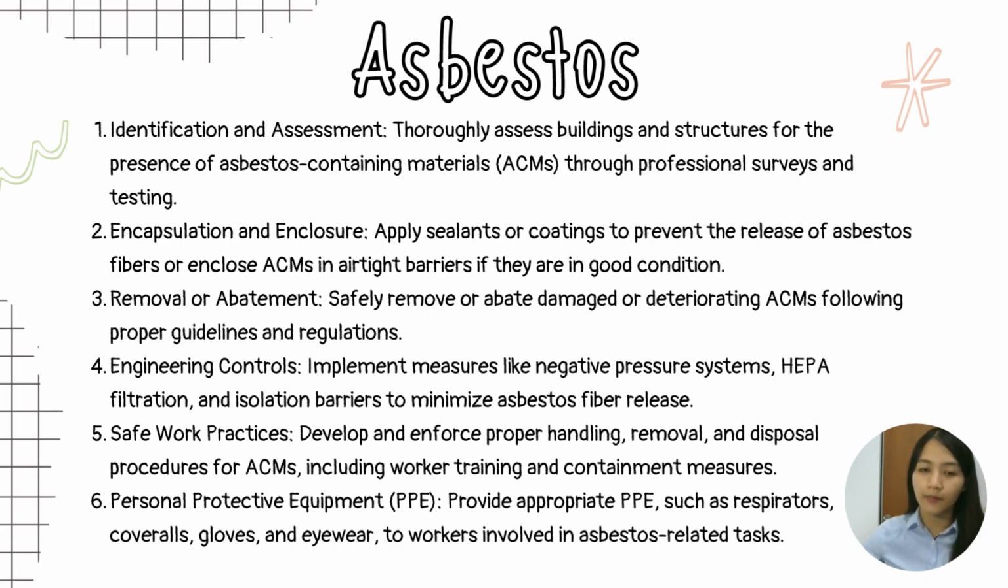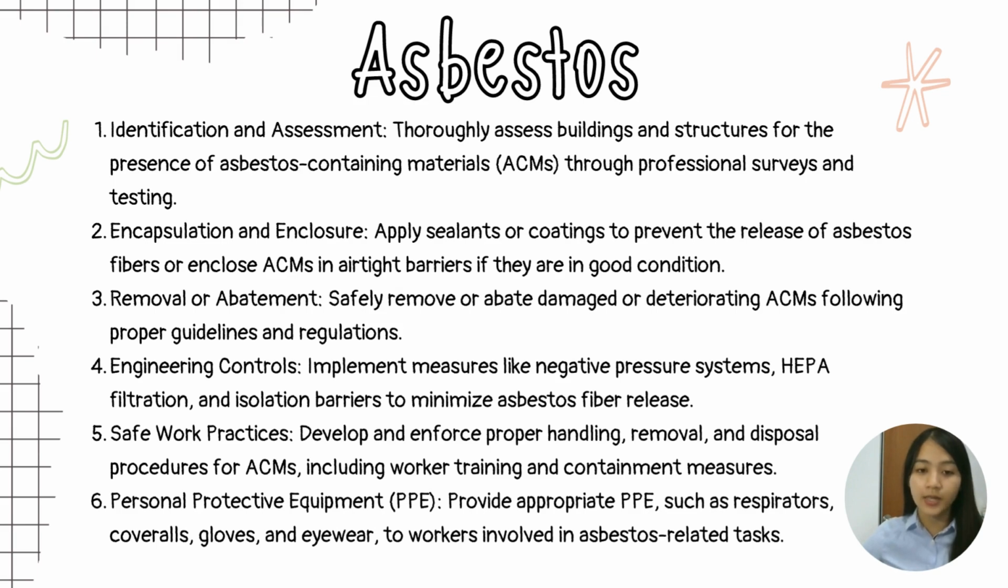And lastly, the hazard that we identified is asbestos. The first way to eliminate it is identification and assessment. Find out whether asbestos is present in the building through professional surveys. Then secondly, enclosure, such as applying sealants or coatings to prevent the risk of asbestos. Then thirdly, safely remove the asbestos. And then engineering controls, which is using measures like negative pressure systems. And the next one is safe work practice.